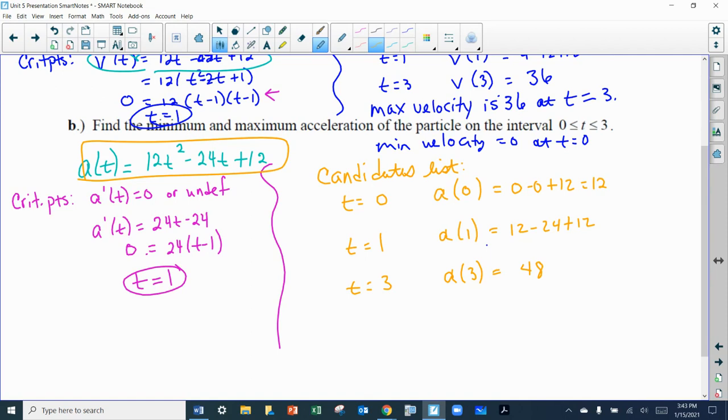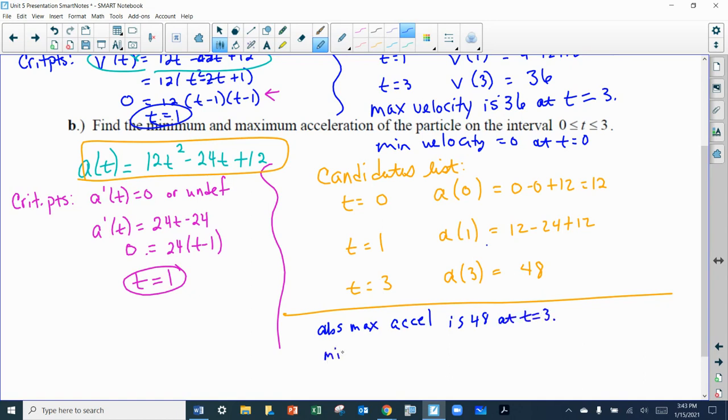Now, I think you can pick up what is the absolute. I love to draw borders and lines. Absolute max acceleration. Forgot what we were studying. Max acceleration is 48 at t equals 3. Min, or absolute min if you want to add the word, absolute min acceleration is 12. Happens at 2 spots.